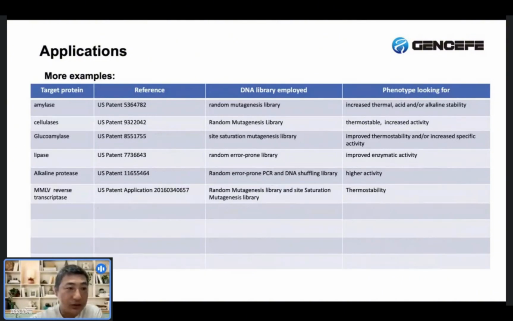Listed here are some examples of industrially used enzymes, which are widely used. The amylase and the glucoamylase are used widely in starch degradation, and the cellulase and the lipases are used in food production. So here, random mutation libraries and saturation mutagenesis libraries were used. And the phenotypes they are looking for include thermal stability and activity increase.